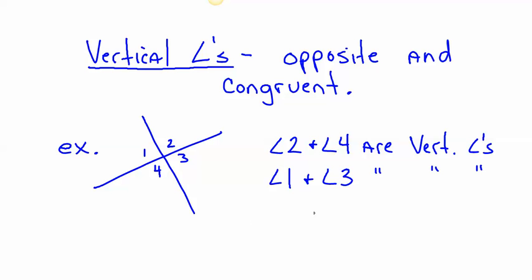Who can name an adjacent pair of angles in that picture? Yes. 1 and 2 are adjacent. Good. 1 and 4 are adjacent. 4 and 3 are adjacent. Be sure that you can tell the difference between vertical angles and adjacent angles.